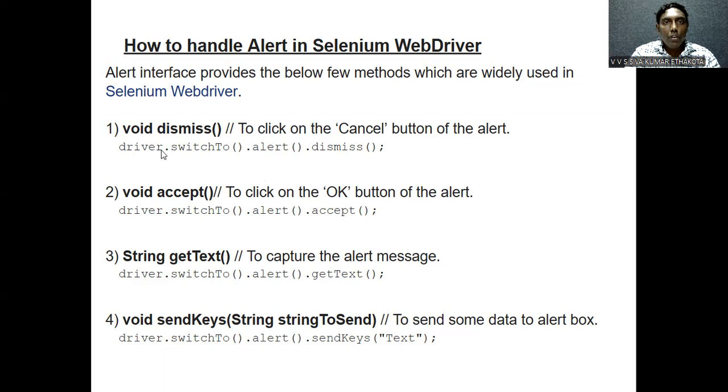So driver dot switch to dot alert dot dismiss will help us cancel the alert. Driver dot switch to dot alert dot accept method will help us press the OK button. Driver dot switch to dot alert dot get text will help us capture the information from the alert box. Driver dot switch to dot alert dot send keys will help us send the information to the alert box.